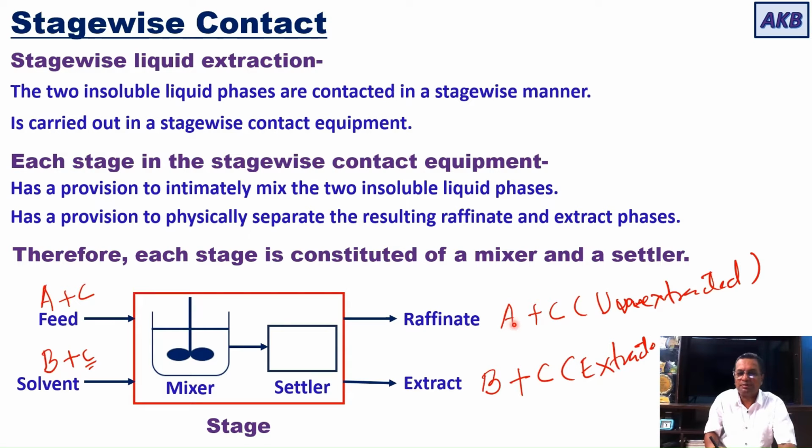All A will remain in the raffinate. All B will remain in the extract. No B will enter into the raffinate phase. No A will enter the extract phase. So for the system we are considering today, where A and B are not at all soluble in each other, all A will remain in the raffinate and all B will remain in the extract.